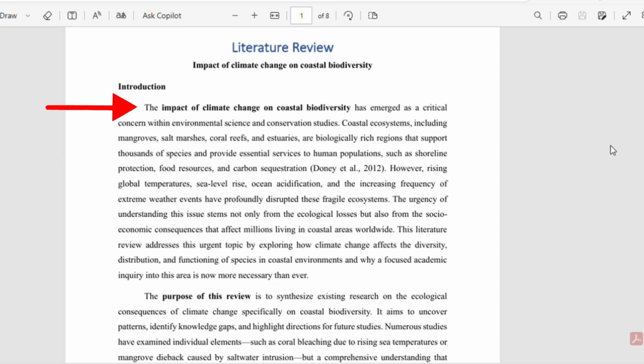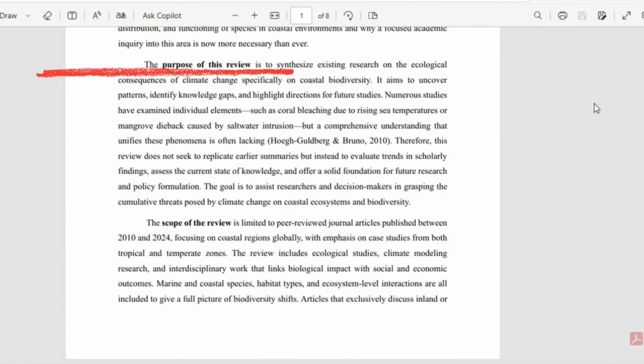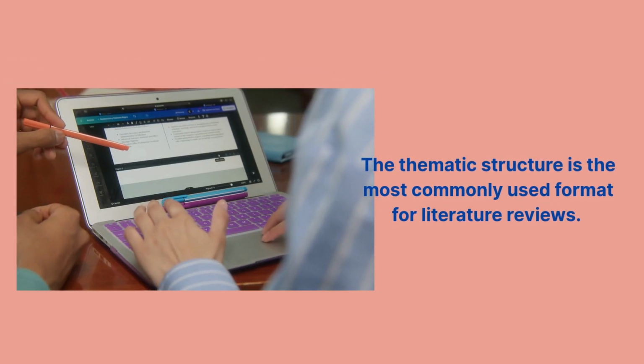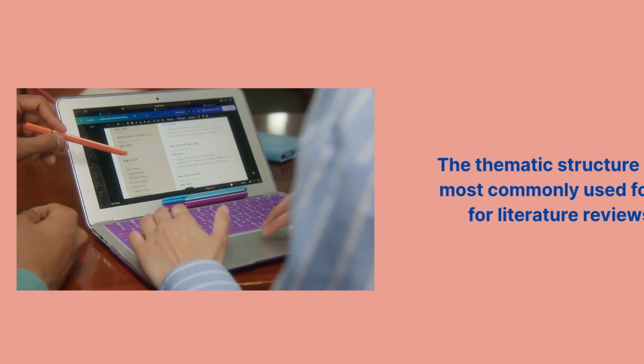In the first introduction paragraph, you can see that it includes a brief introduction, explains why the topic is important, and highlights the urgency of the issue. Then, it includes the purpose of the review, where it talks about its aim and goals. After that, it discusses the scope of the review, such as the timeline of the articles that this literature review is going to include, the types of studies, and how the review is going to be arranged, either thematically or chronologically. The thematic structure is the most commonly used format for literature reviews.